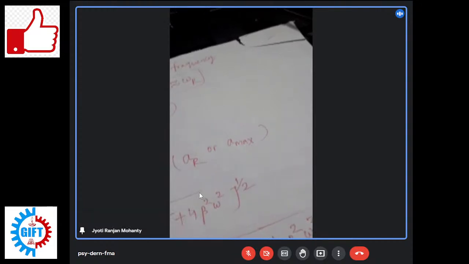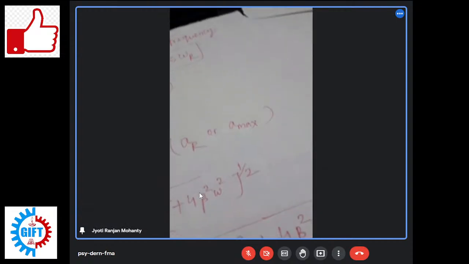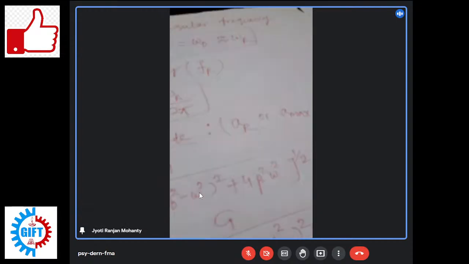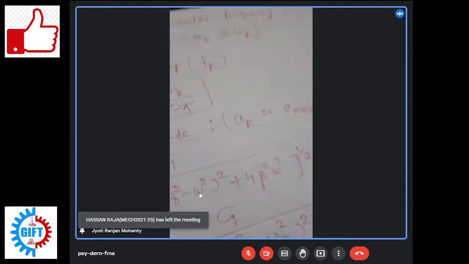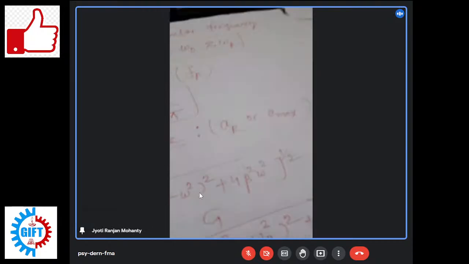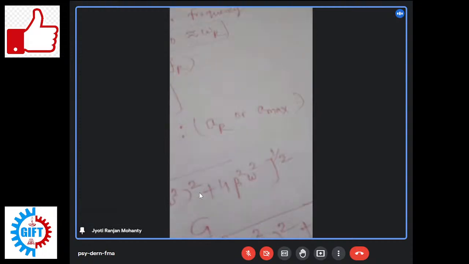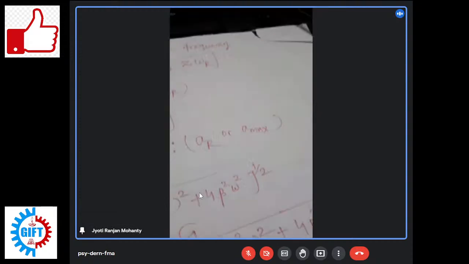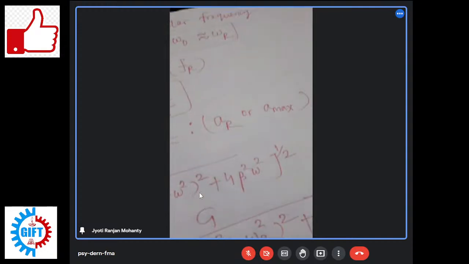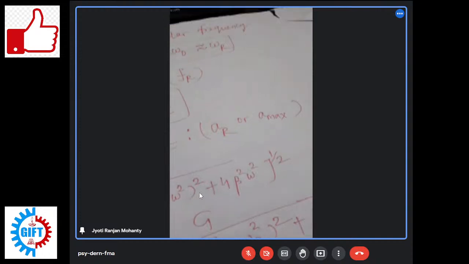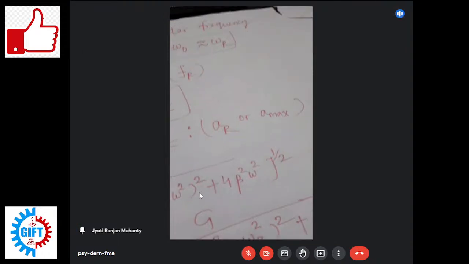We can say, applying the frequency omega, the body has its own frequency omega naught. Both are equal, so omega is equal to omega naught. That is known as resonance. So how many conditions are there for resonance? Three conditions. So what are they?